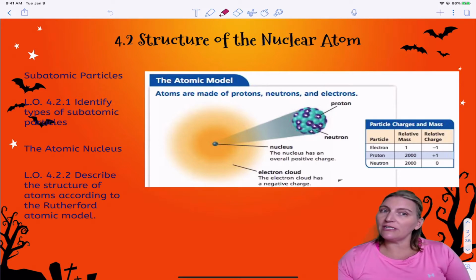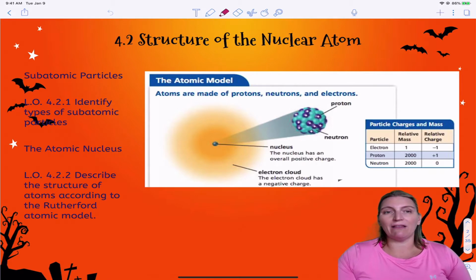And surprisingly, the electrons are located in the electron cloud. The charges and relative size of those particles are really important. So an electron is negatively charged, a proton is positively charged, and a neutron has no charge. It is neutral. And of those three particles, an electron is much smaller in mass than a proton or a neutron.